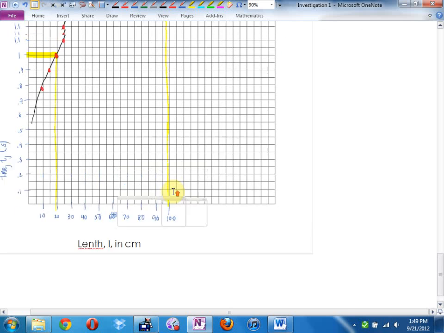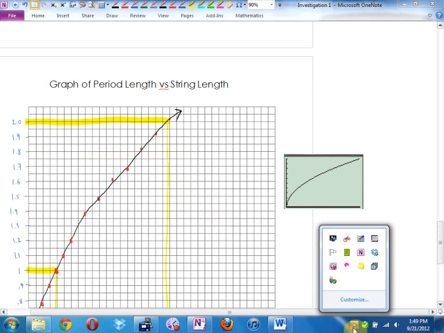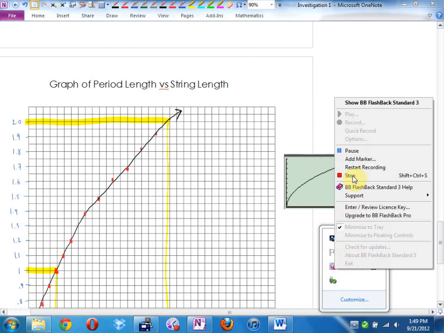It's not a nice linear graph. It's a curve. Did I say you had to answer the follow-up? No. No? Okay. So you can finish later on in class and hand that in later on in class if you want to as well. But we are now going to move on. You need your calculators out, please.